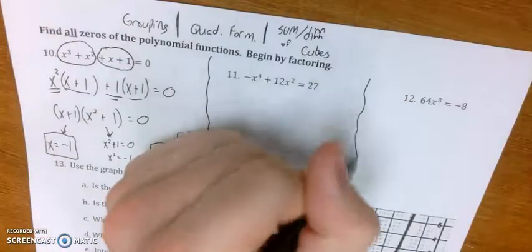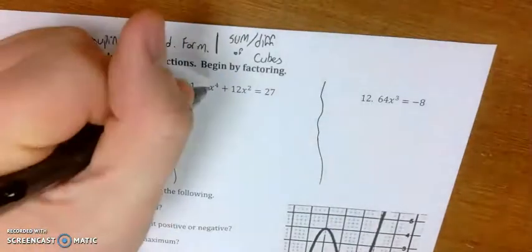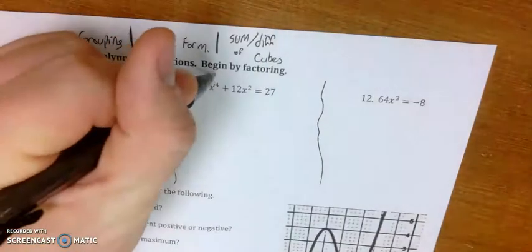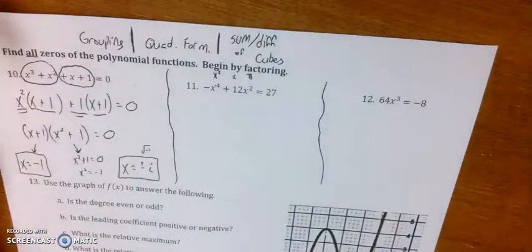All right, on 11. This is going to be a quadratic form. If we have something that's written as x to the 4th, x squared, constant value, that behaves the same way as if it was x squared, x, then a constant value.